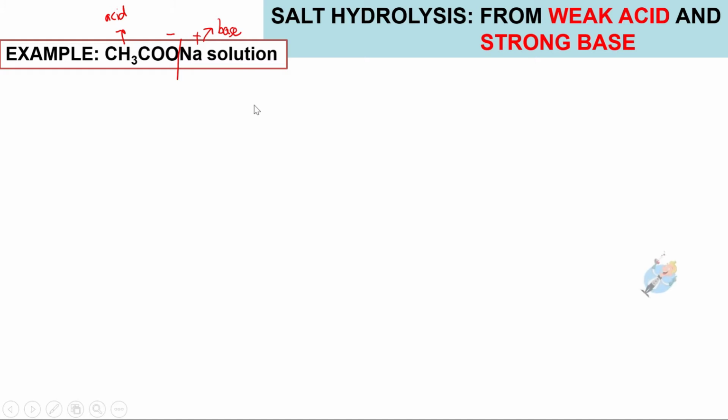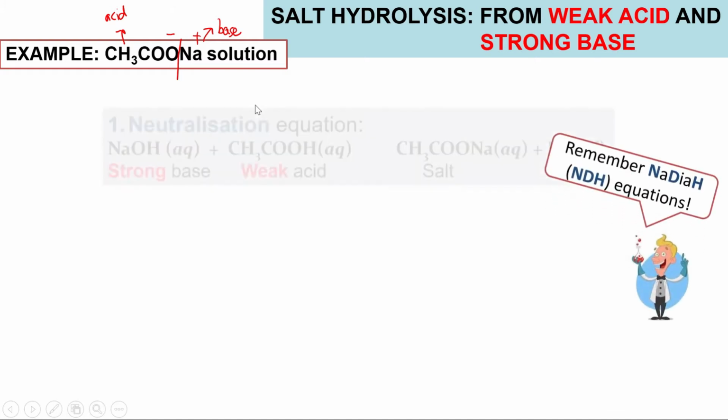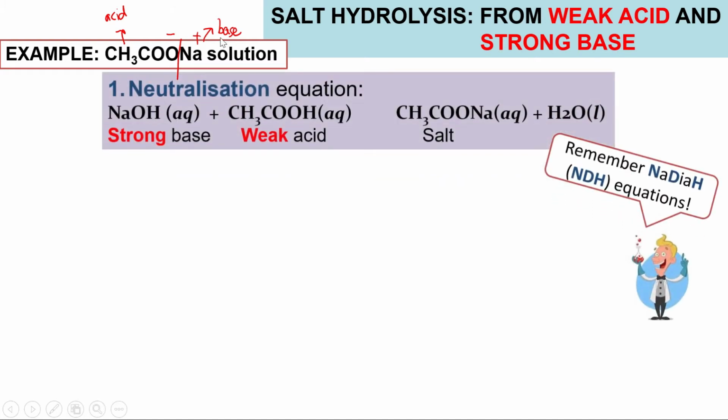So we just write down, base means it requires OH. So Na+ and OH- forming NaOH. Meanwhile, this comes from an acid. This is the conjugate base of an acid. So the acid is actually CH3COOH. And then the neutralization equation is an irreversible reaction, so single-headed arrow, forming its salt and water.